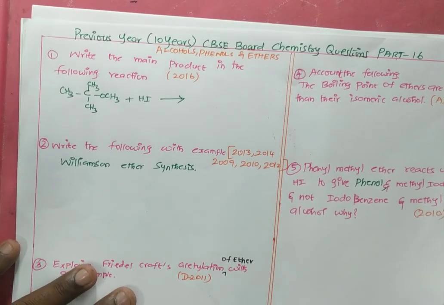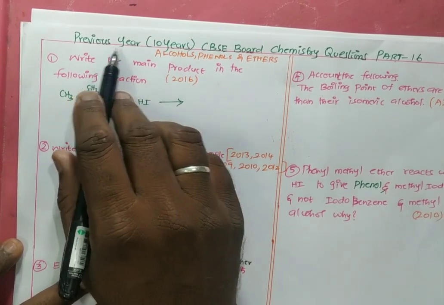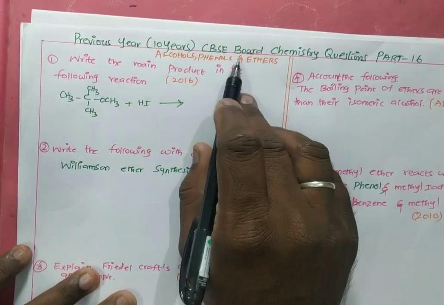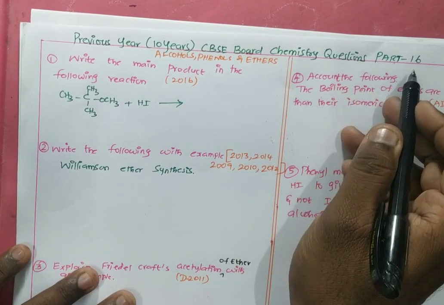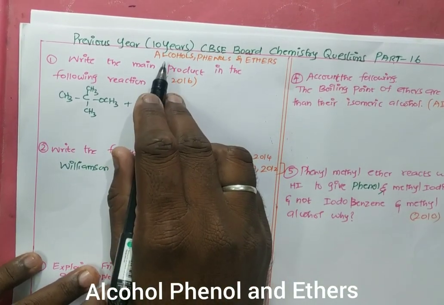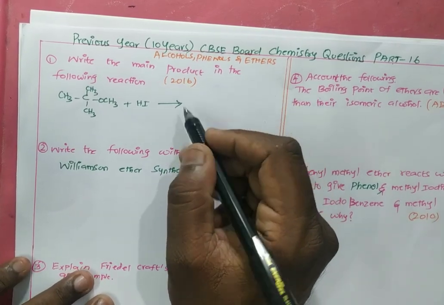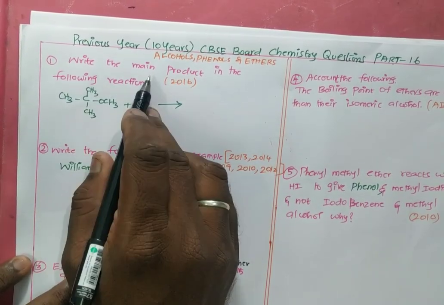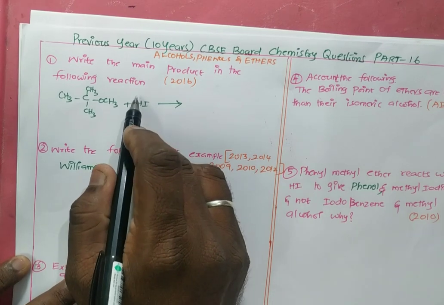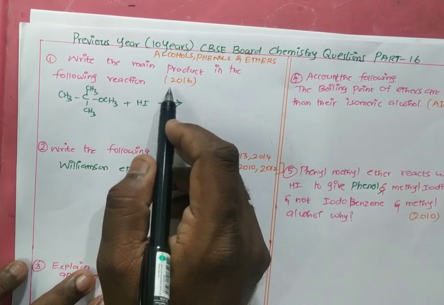Today we are going to talk about the previous year, that is, last 10 years CBSE board chemistry questions, part 16, in which we are going to discuss alcohols, phenols and ethers. The question number 1 is, write the main product in the following reaction. This was asked in the year 2016.